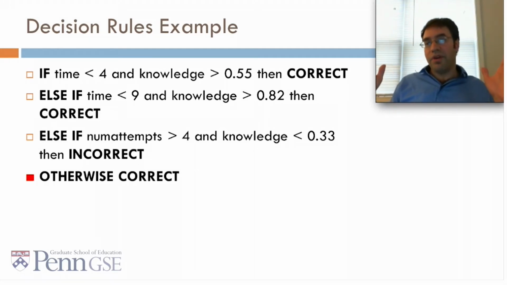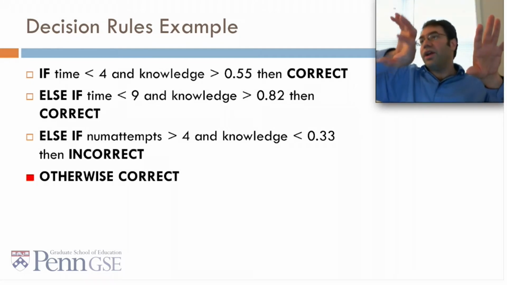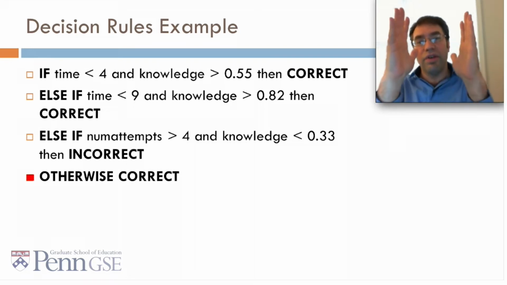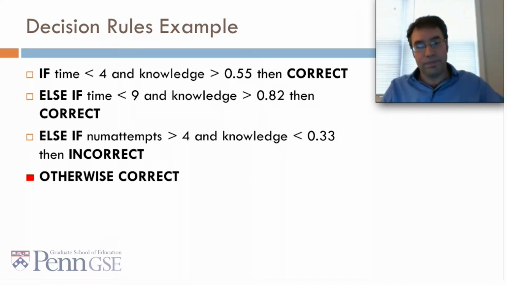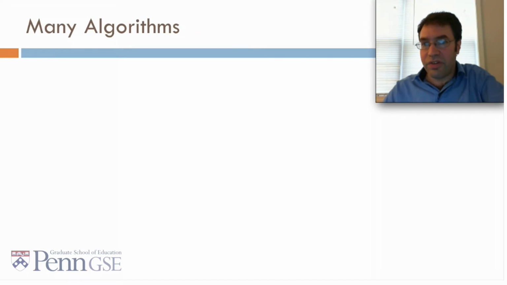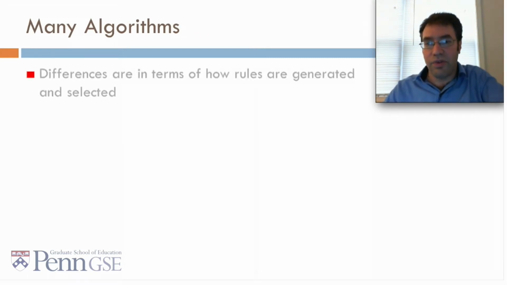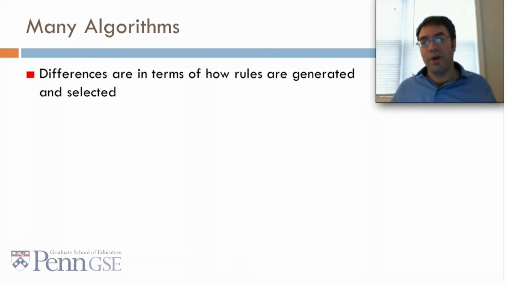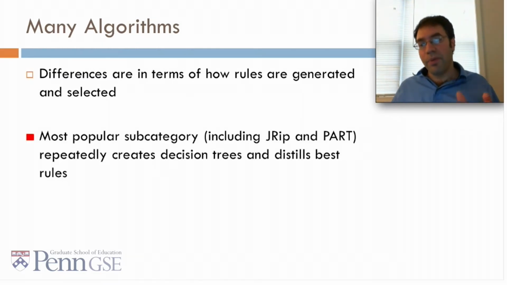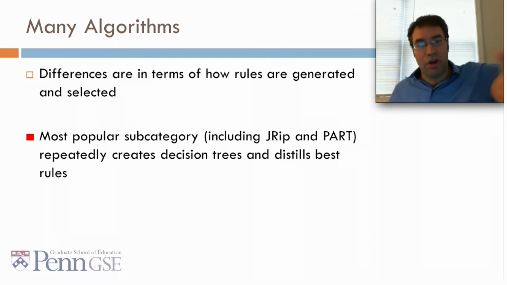So every time we apply a decision rule, we're taking part of the data and saying, all right, we know the answer, and taking the rest of the data and only considering among that. Like anything we discuss in this class, there are many algorithms for decision rules, and the differences between them are in terms of how the rules are generated and selected. The most popular subcategory, which includes the popular algorithms JRIP and PART, repeatedly creates decision trees, which we talked about a couple classes ago, and distills the best rules out of them.